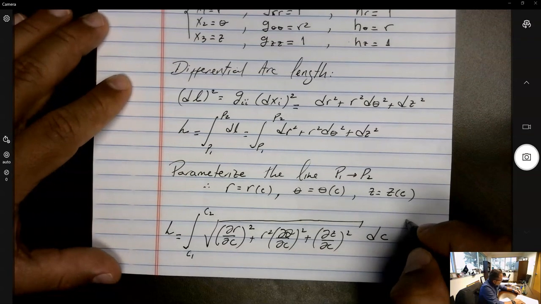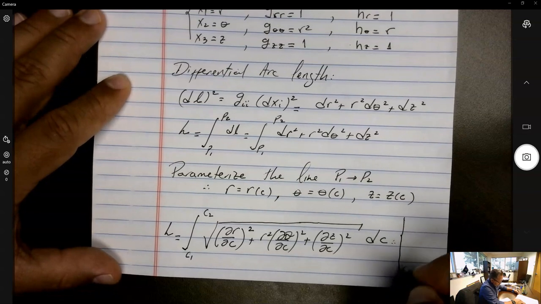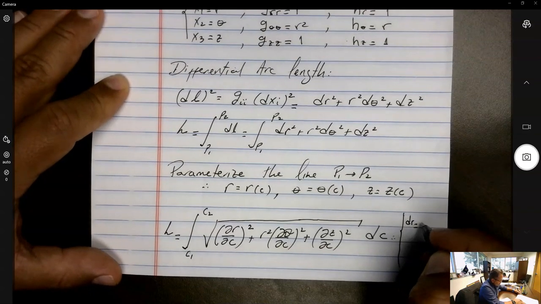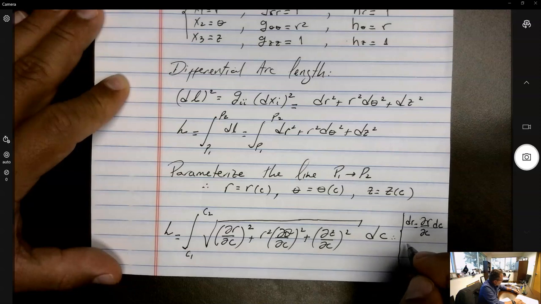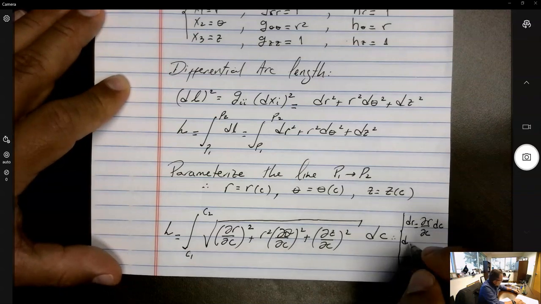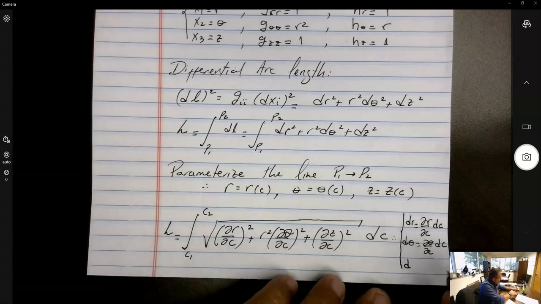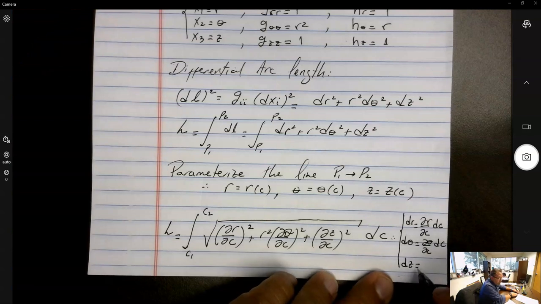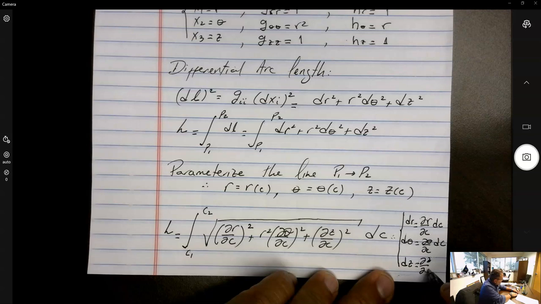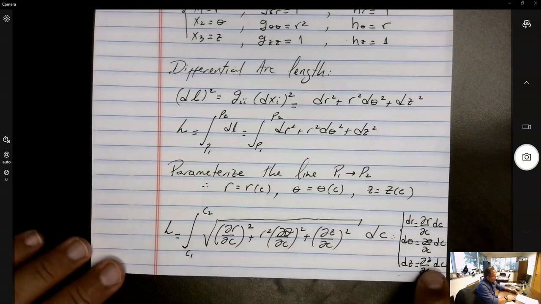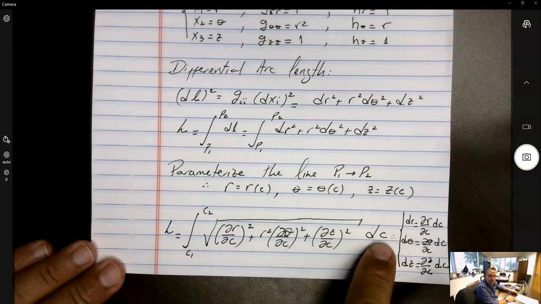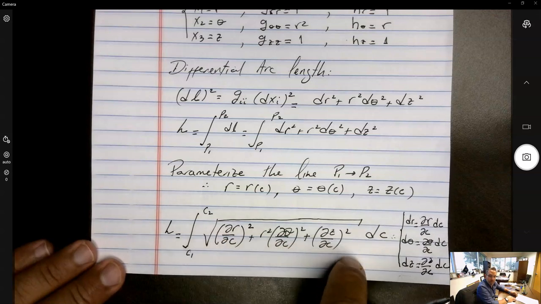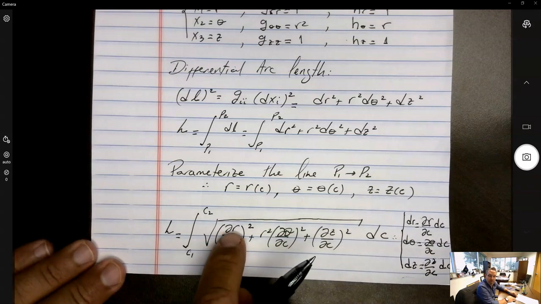So let me write this here, see if I can fit it. The differential of r is equal to dr/dc times dc. The differential of theta is d theta/dc times dc, and the differential of z will be equal to the differential of z with respect to c times dc. So we plug that in to here, and we automatically get this expression as a function of the parameter c, where we have the squares of the derivatives of each of the components.